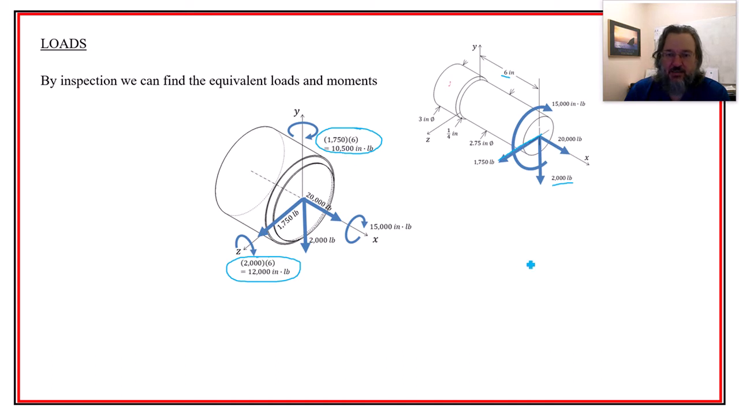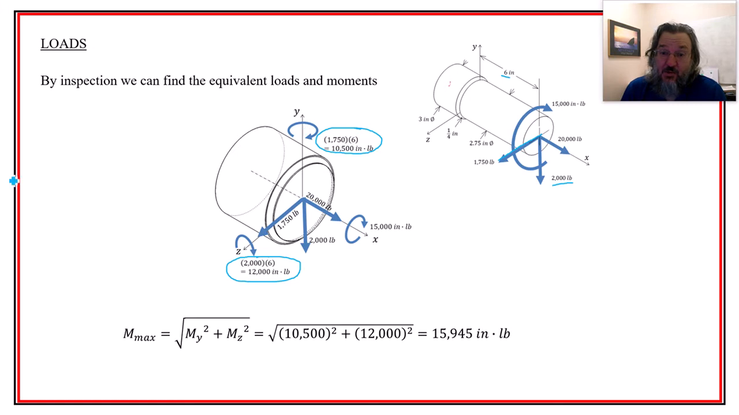So we get these two moments, but we're going to look for the worst location because we care mostly about where it breaks. So we're going to take those two moments and find the maximum moment that's going to be on it. It's being bent down and it's being bent towards us, so it's being bent diagonally. You can expect up there is where the tension is going to be the most.